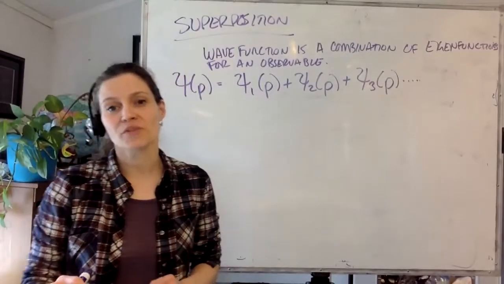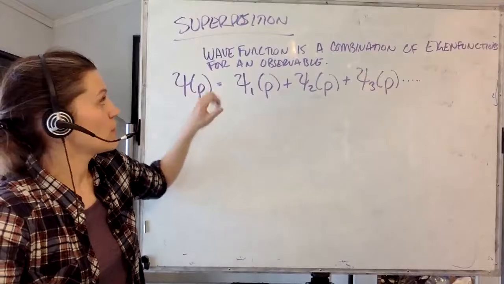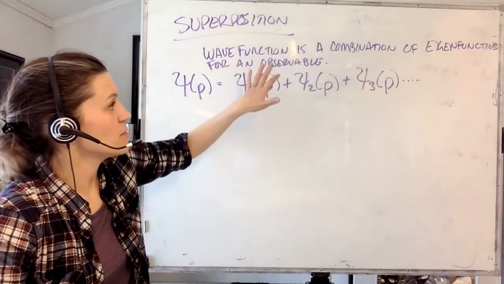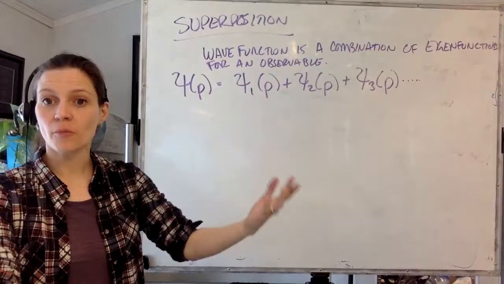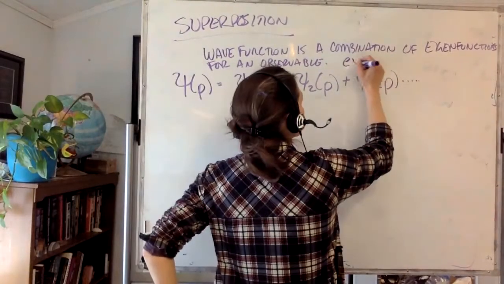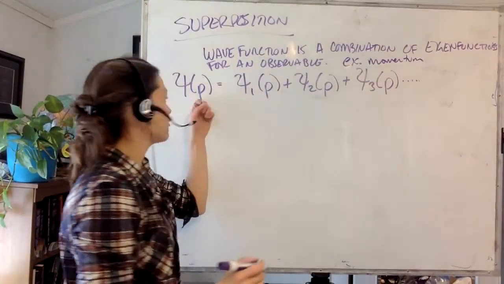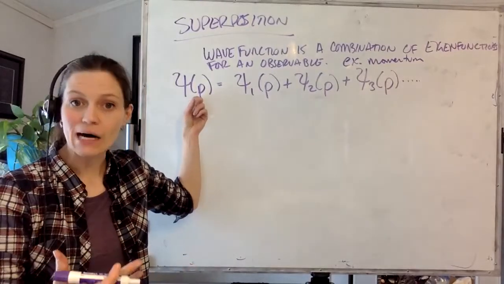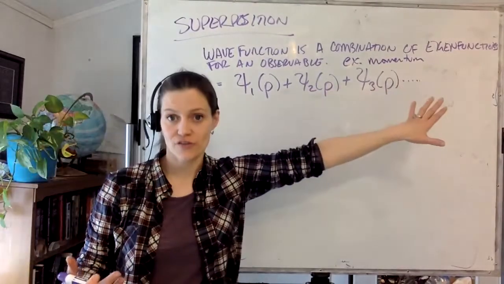Now we're on to superposition. A superposition involves the fact that a wave function is a combination of eigenfunctions for an observable. So for the example of momentum, I have the wave function of the momentum equal to the sum of wave function 1 plus wave function 2 plus wave function 3 and so on.